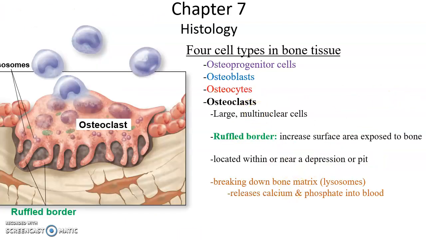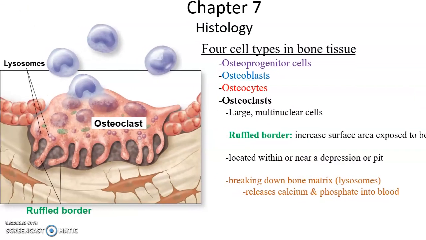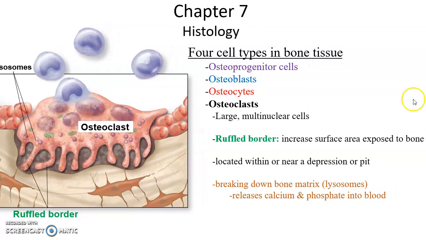And then we have the osteoclasts. Osteoclasts come from a different lineage. Osteoclasts are large multinuclear cells. They have a ruffled border that gives them a large surface area exposed to the bone tissue. And then they usually form in or near depression pits. And basically, they are breaking down the matrix. They're breaking down the bone's tissue through the release of enzymes from lysosomes.